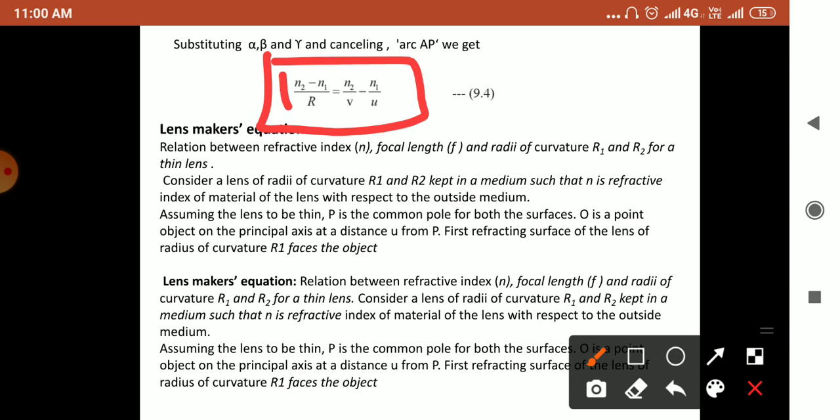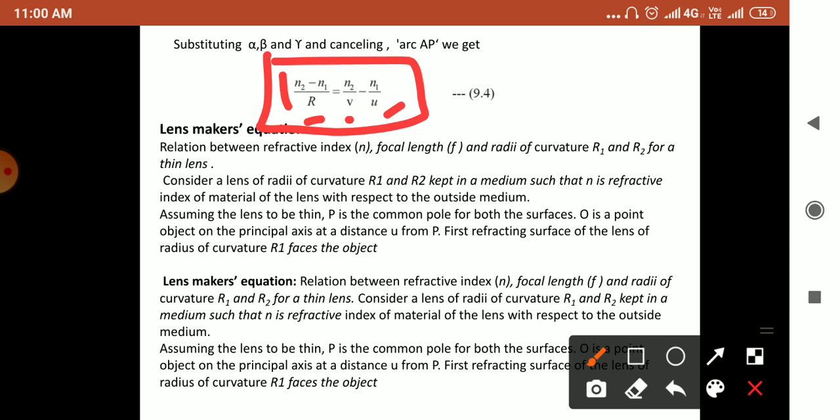Where R is radius of curvature, V is the distance of image from the pole, and U is the distance of incident or distance of object from the pole.